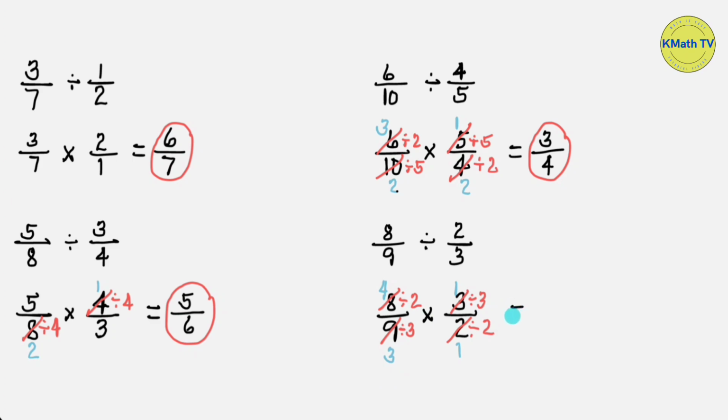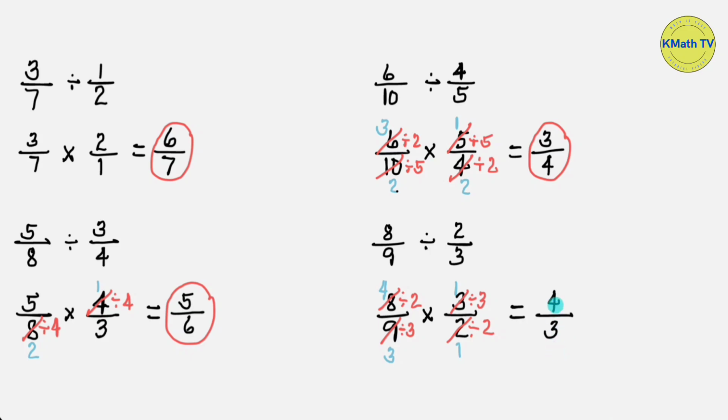So let's multiply now. Multiply the numerators. 4 times 1 equals 4. And multiply also the denominators. 3 times 1 equals 3. Okay, the answer is 4/3.